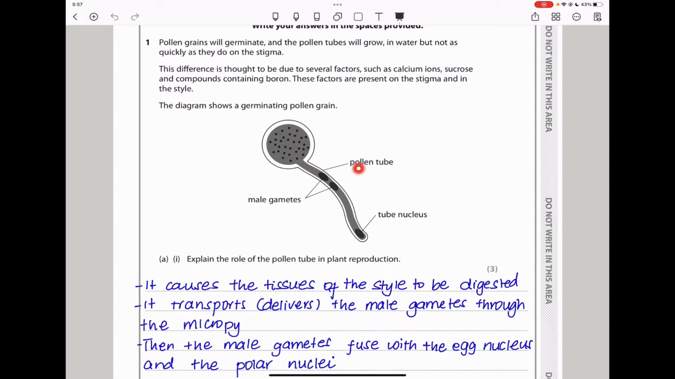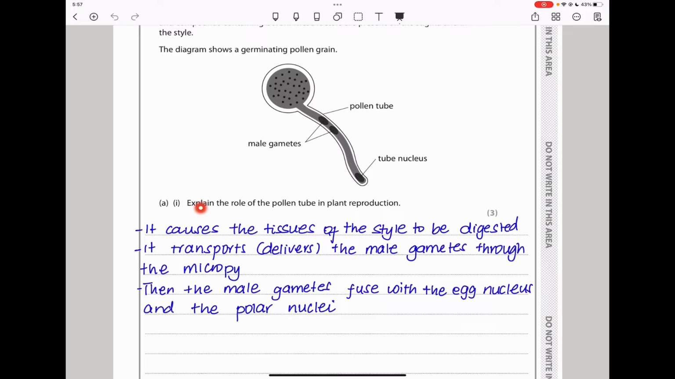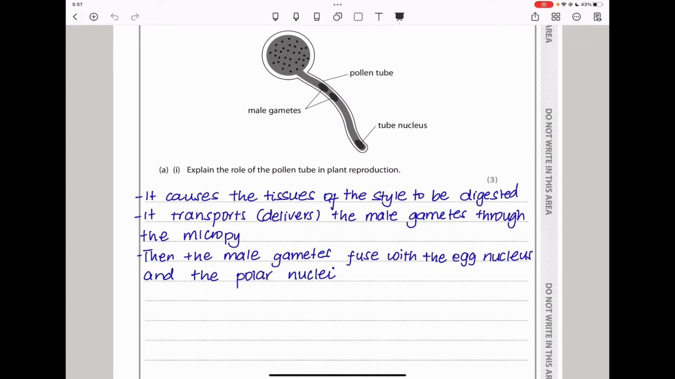There is the pollen tube, and we have the male nuclei. They are two, and here we have the pollen tube nucleus. So they say explain the role of the pollen tube in plant reproduction. Inside the pollen tube, we have the male nuclei and the pollen tube nucleus. The pollen tube nucleus is going to cause the release of enzymes that are going to digest the tissues of the style in order for the pollen tube to be able to grow through.